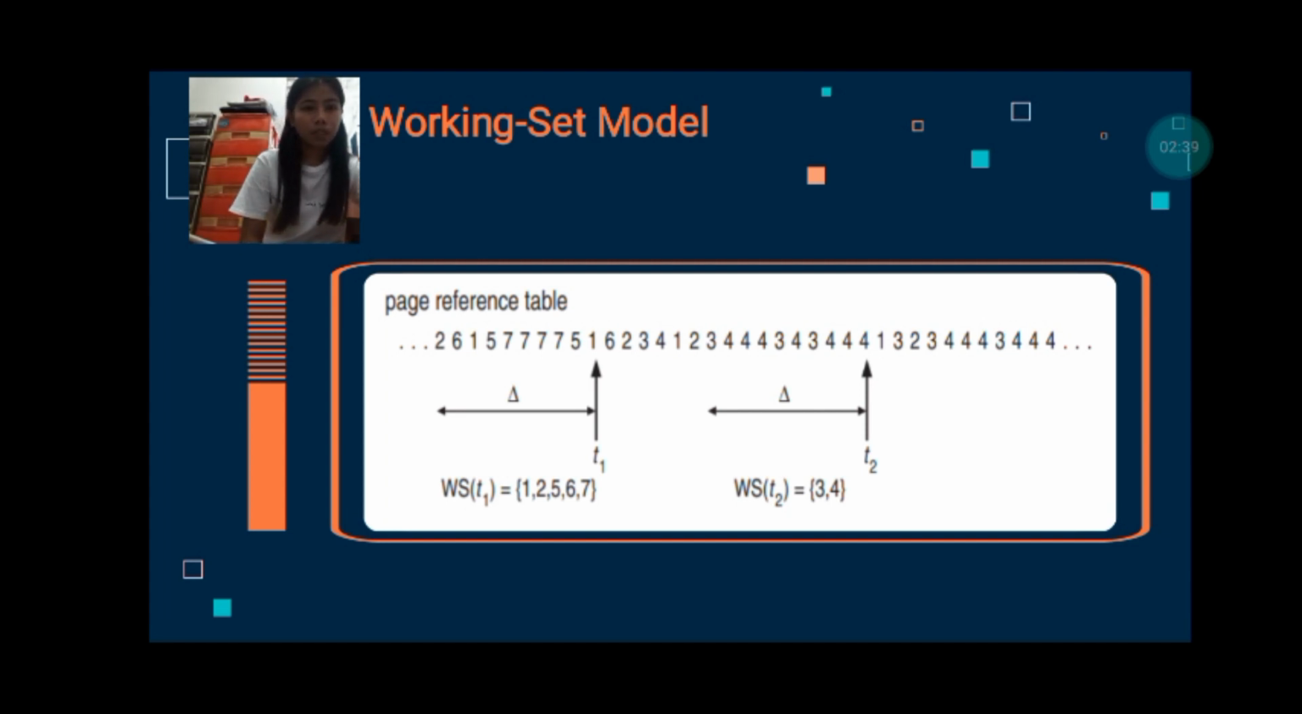Page reference table. We can see the working set window at the bottom. Then T1 is equal to 1, 2, 5, 6, 7. On the other side, we have 3 and 4.